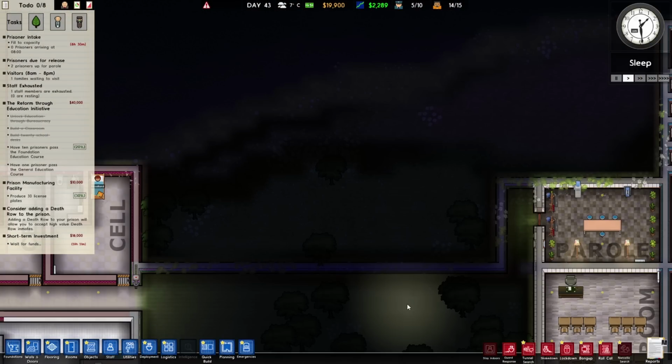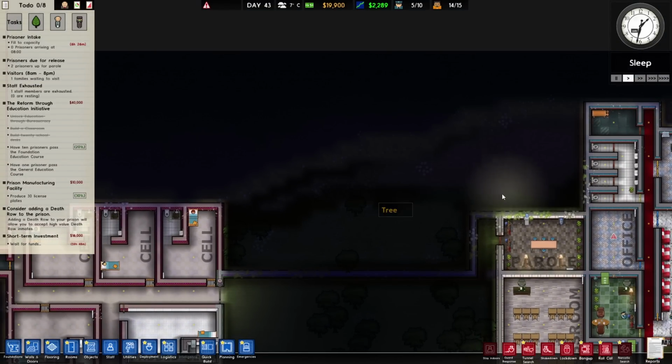I think now we need to work out what we're going to do with this top bit of the prison over here. There's quite a lot of room over here, and we have got a lot of things that we do need to still build.